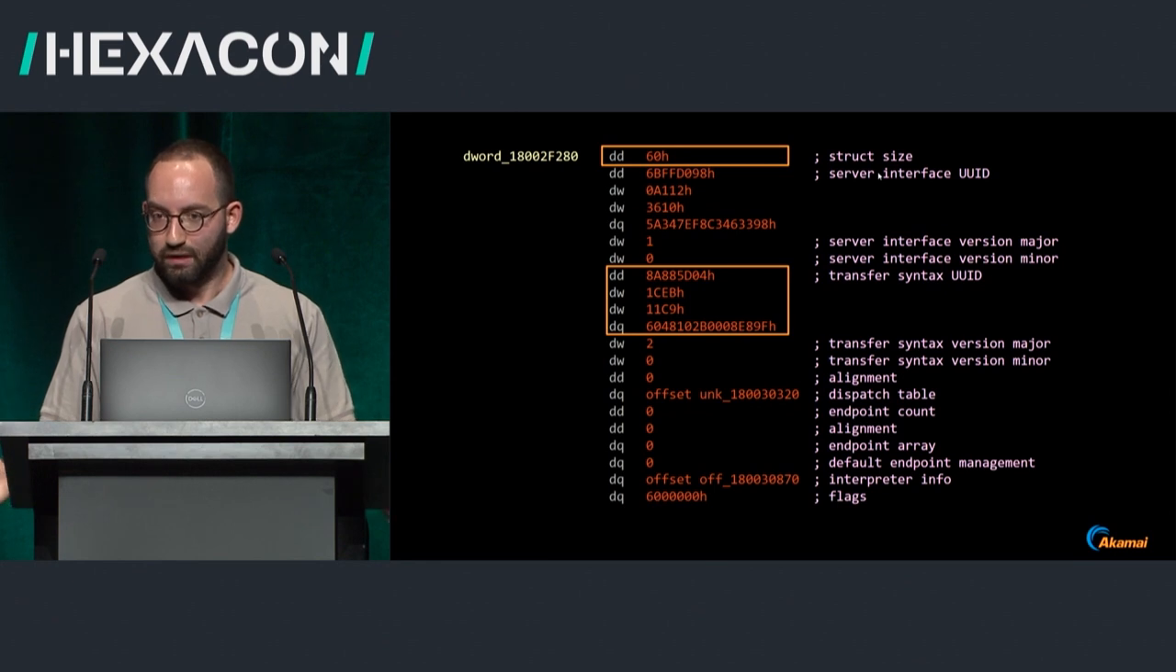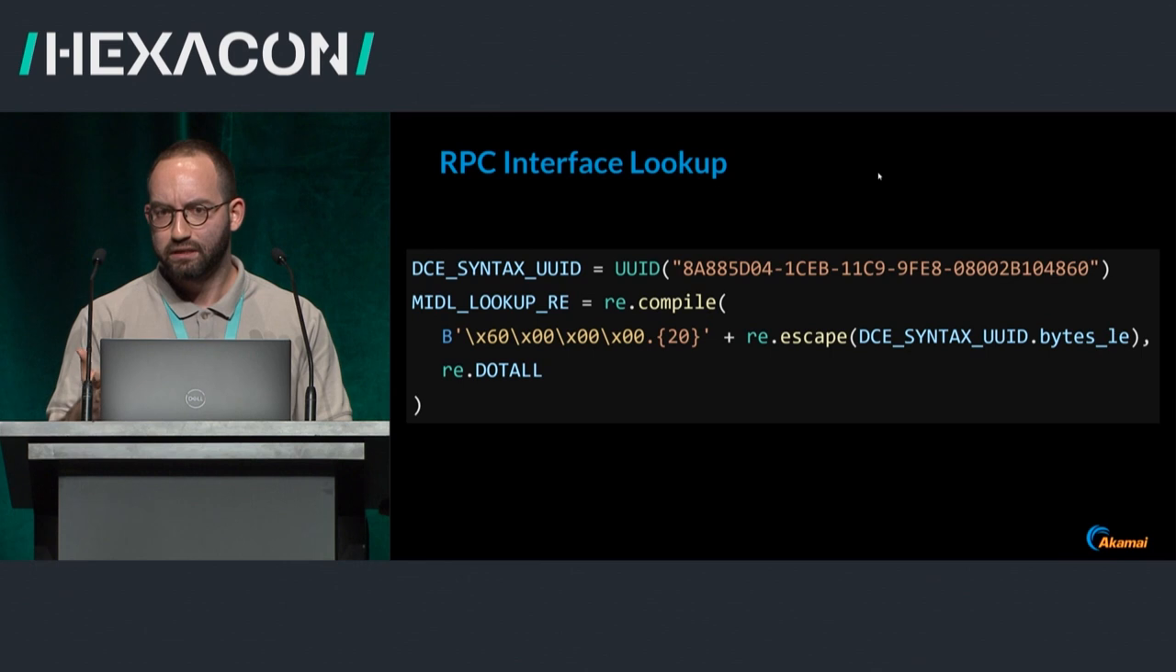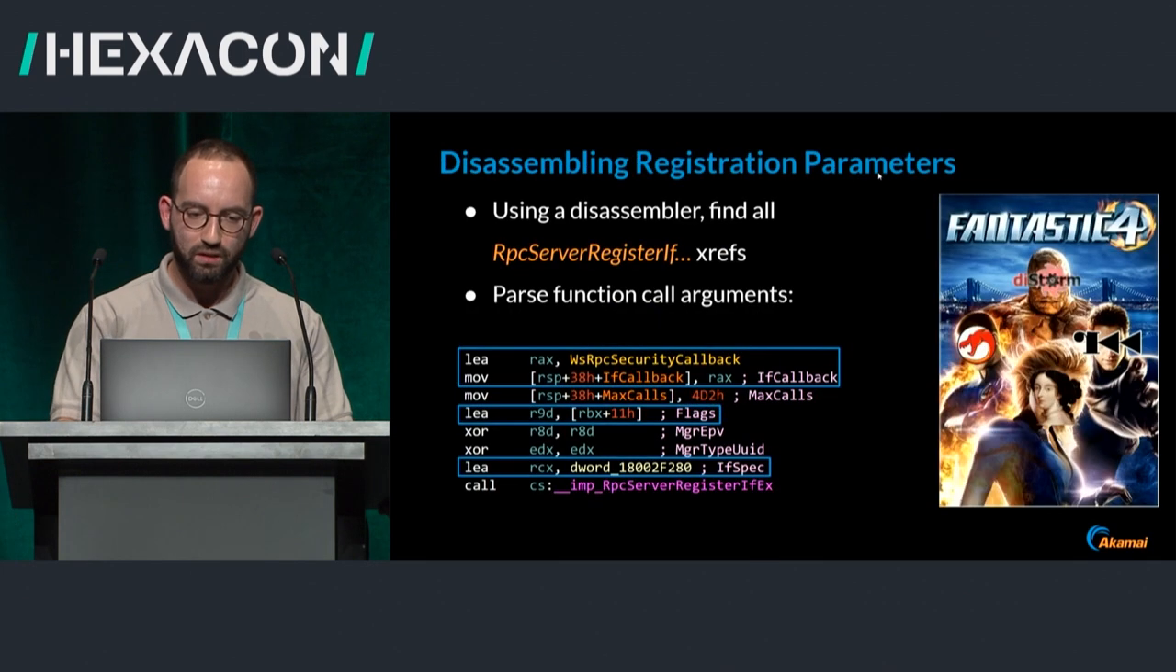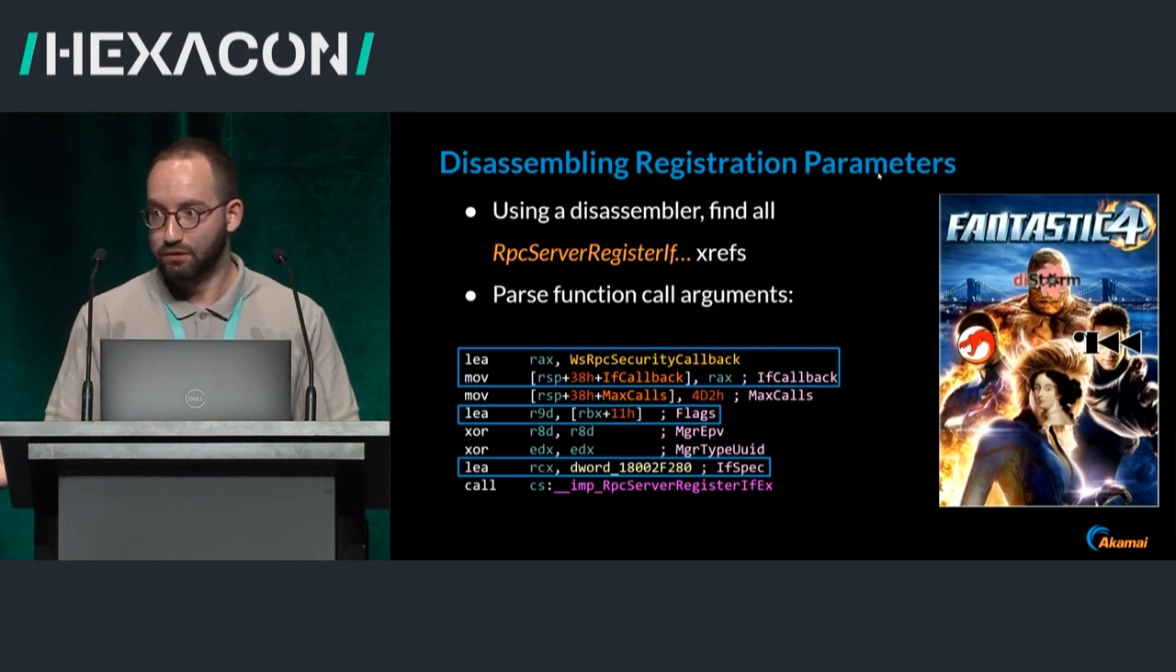But how can we even find the RPC structures? This is how an RPC structure looks like in a binary. We have two fields here that are basically constant. The first field is the structure size, it won't change. And the second is the transfer syntax UUID. Transfer syntax is the protocol that the RPC runtime uses to marshal and unmarshal function parameters. There are only two of those defined in MS-RPC, and only one that we've seen in our research, which is pretty constant. Taking those two values, we can just create a regex or a YARA rule to find all RPC interface structures in binaries.